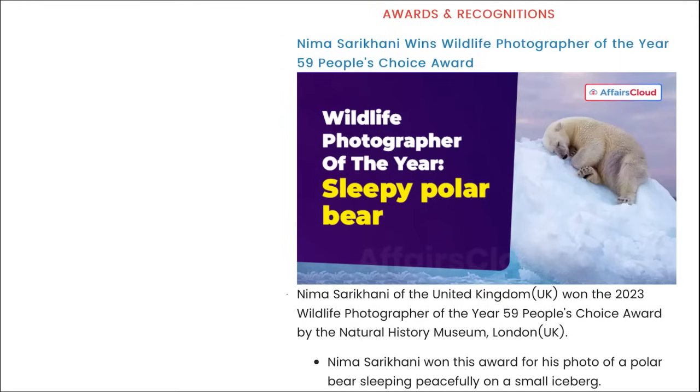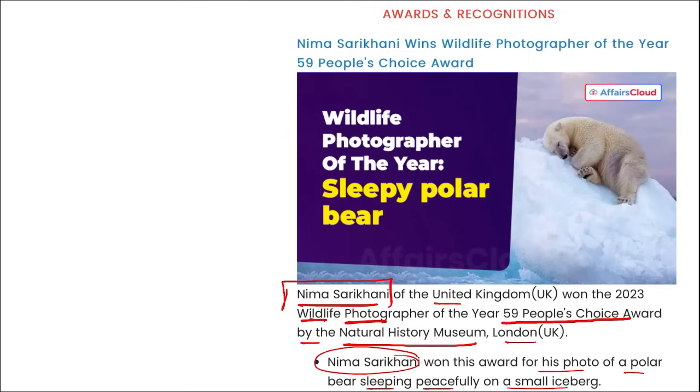Correct? So remember, Neema Sarikhani is from the UK, and she has won the 2023 Wildlife Photographer of the Year 59 People's Choice Award by the Natural History Museum of London, UK. And she won the award for her photograph of a polar bear sleeping peacefully on a small iceberg, as you can see here. And here the name of the photograph is Sleepy Polar Bear. Correct? Take a note of this.